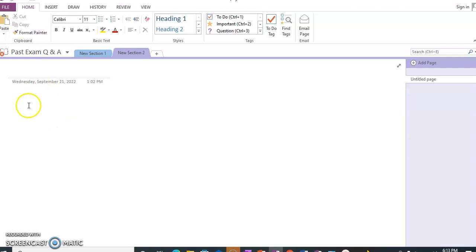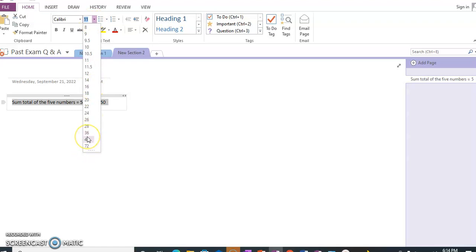Now I want you to understand, in the first place, when you say the mean of 5 numbers is 30, it means that the sum total of the 5 numbers is equal to 5 times 30, which gives you 150. That's exactly what it is. Let me increase the size of this. Are you getting it?